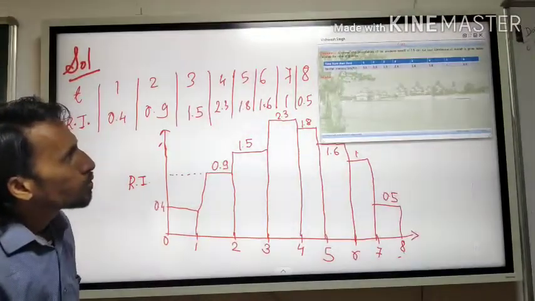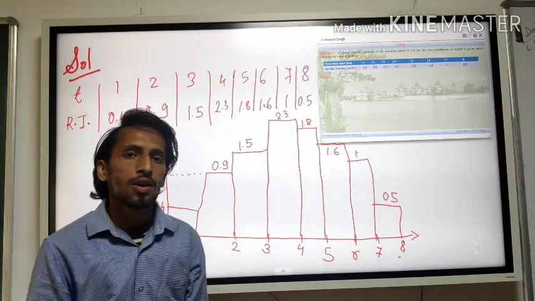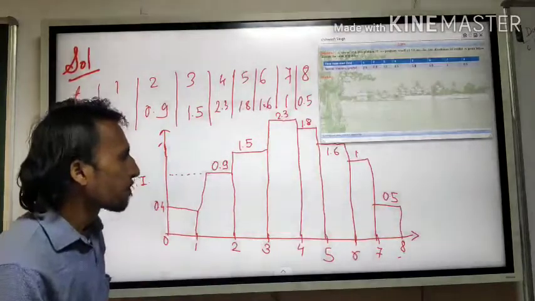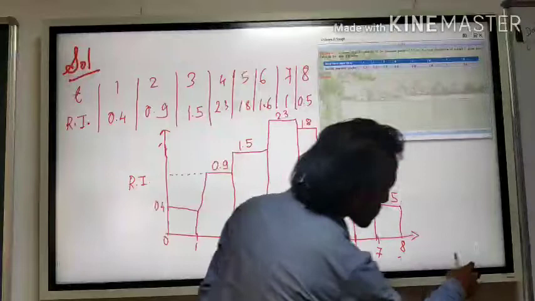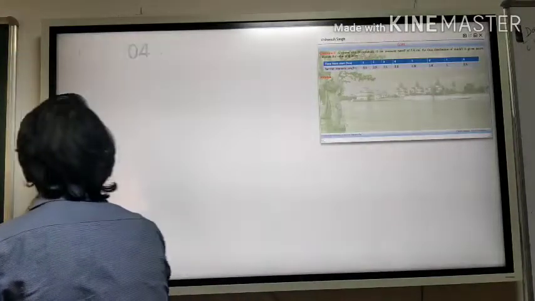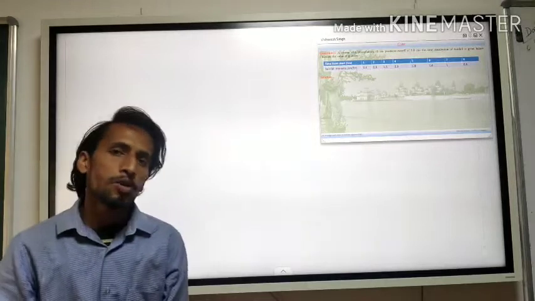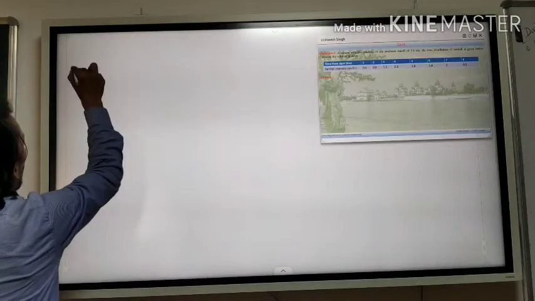Now you want to calculate the value of phi index, the maximum value. How will you calculate? Let's do one thing. Let's calculate the value of W index first. Let's calculate the average value.